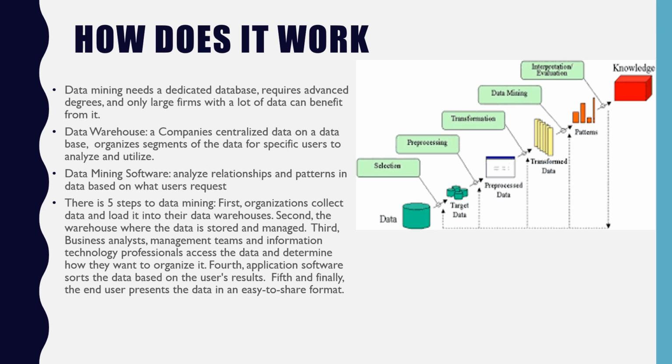There are 5 steps to data mining. First, organization, which collects and loads all the data into their warehouse. Second, the warehouse where the data is stored is managed. The data is either on in-house servers or on the cloud. Third, the business analysis management teams and information technology professionals access the data and determine how they want to organize it. Fourth, application software sorts through the data based on the user's request. Fifth, and finally, the end user presents the data in easy to share formats such as a graph or table.